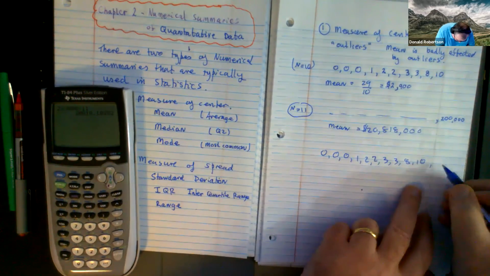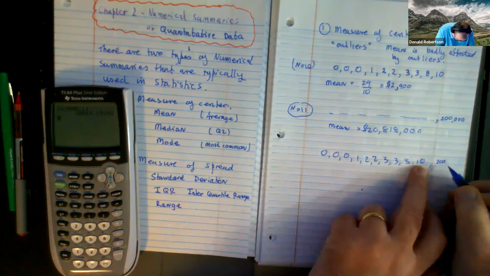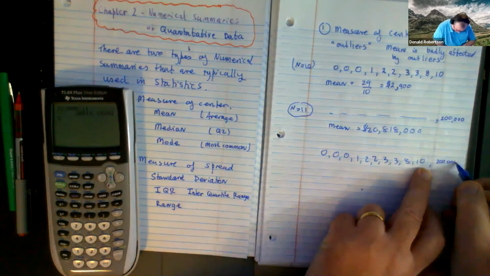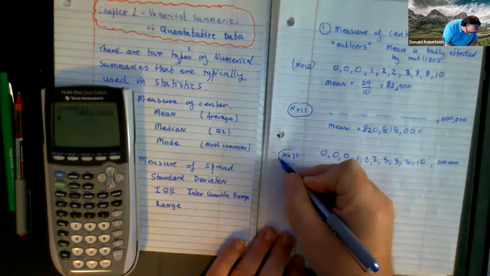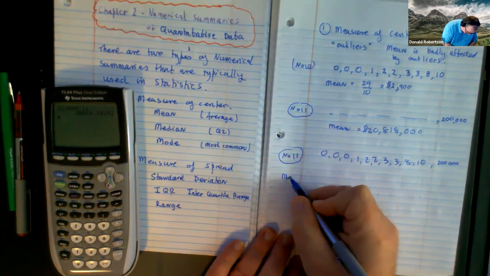And unfortunately, that comma, I'll just put it in as zeros, right? There's Bill Gates. Now, there are 11 numbers in this data set. Let's find the median.